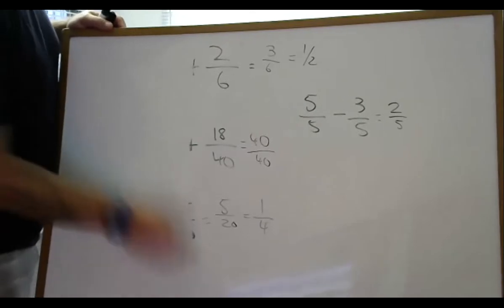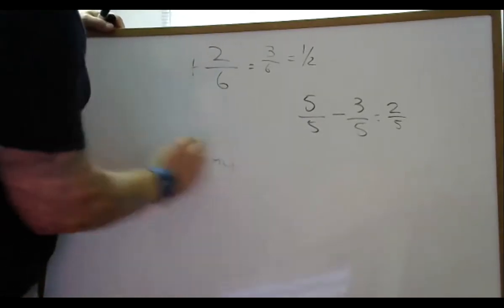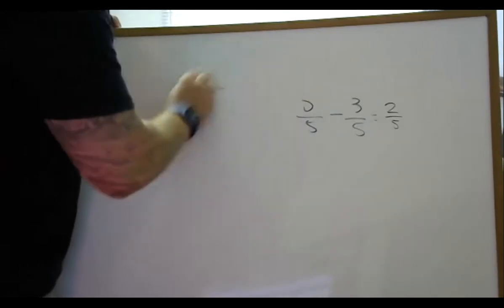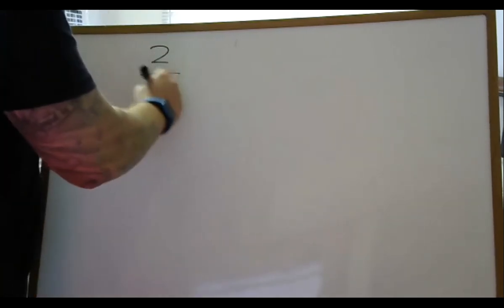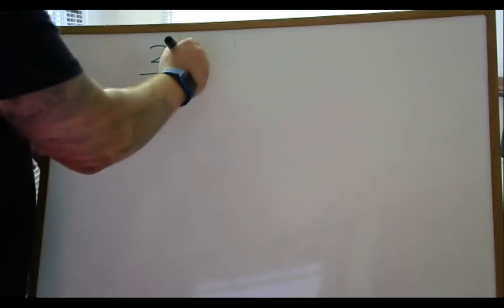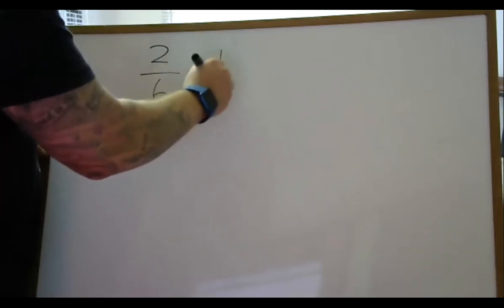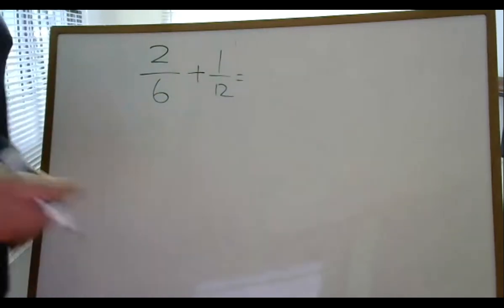Let's round up the difficulty a bit. Okay, so what if they have different denominators? Denominators being the bottom. We have to make them the same. So if we have 2/6, any ideas what we need to do?